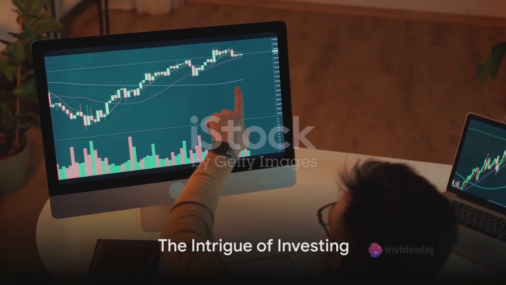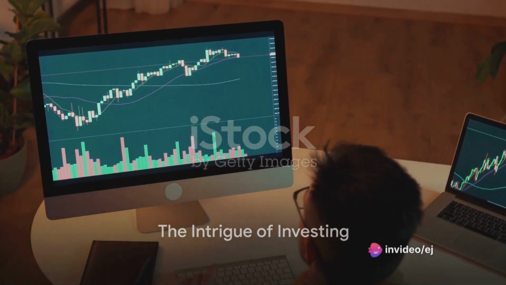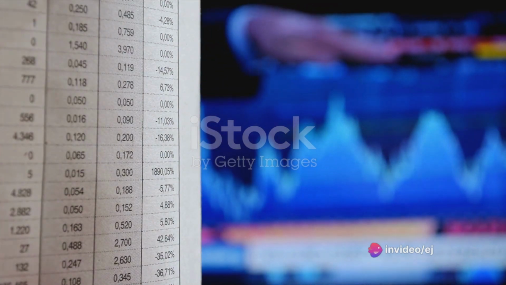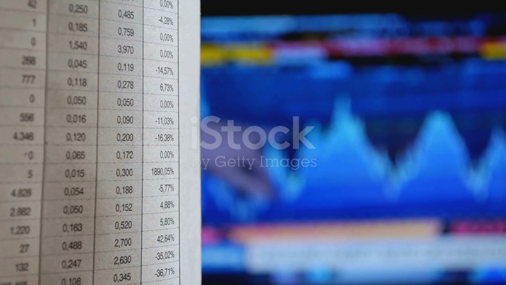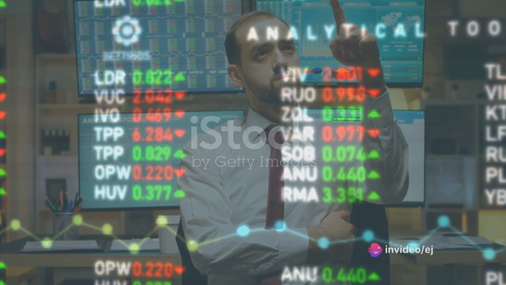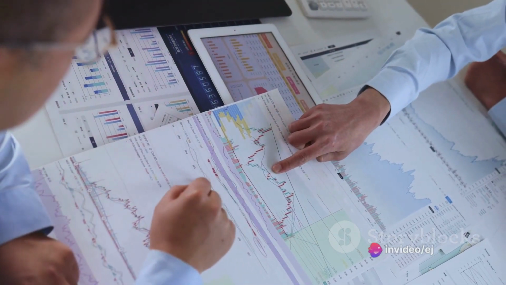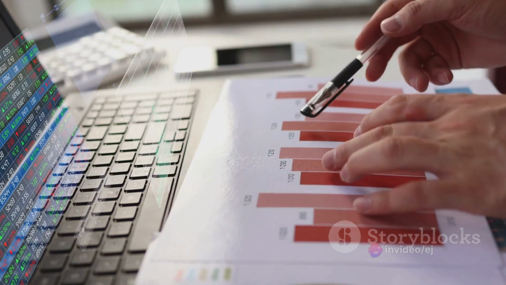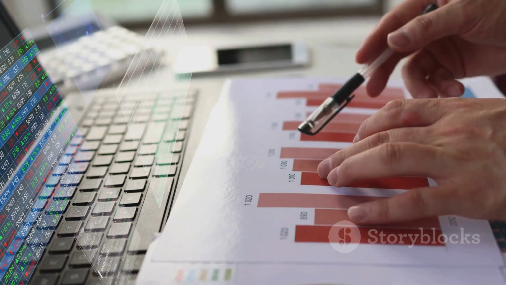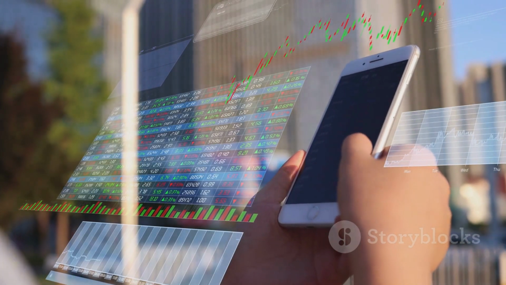Ever wondered how successful investors make their decisions? It's not all about gut feelings or luck. Smart investing requires careful thought, research, and analysis. One crucial tool in the investor's toolkit is fundamental analysis. It's a method that involves evaluating a company's financials, its industry position, and the market conditions. This comprehensive approach helps investors make informed decisions, reducing risks and maximizing returns.